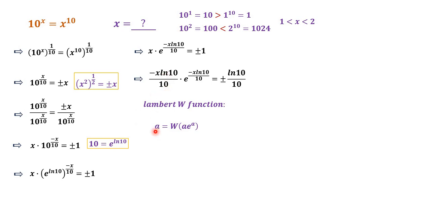So in our case here, a is equal to this part. So a times e to the power of a. So a is equal to this part, and ln 10 over 10 is calculated as 0.23026. So it is equal to this value times x, and a is this, and a times e to the power of a is equal to this. So a times e to the power of a is equal to negative ln 10 over 10, and it is calculated at negative 0.23026.